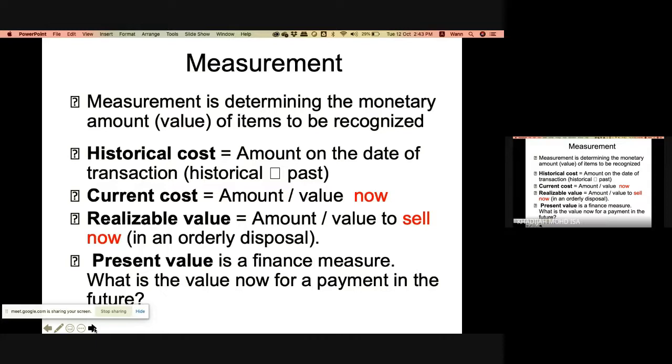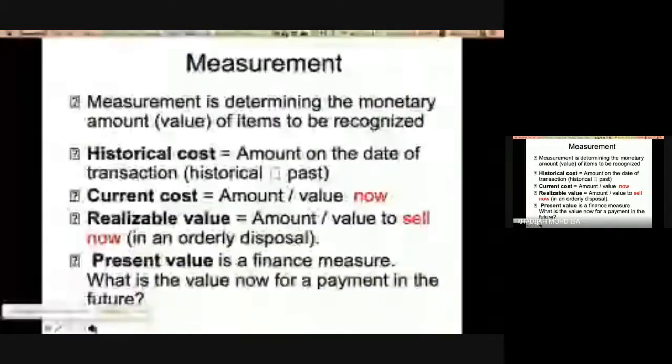And then we also have what we call present value. If you do finance later, you will see present value and future value. All this value is computed based on a certain assumption, such as what is the interest rate for the item, for how many months to go, for example. So the value for now for a payment in the future. You have to compute what is the present value and the future value of an asset, so that you know how much you have to pay over that period of time.